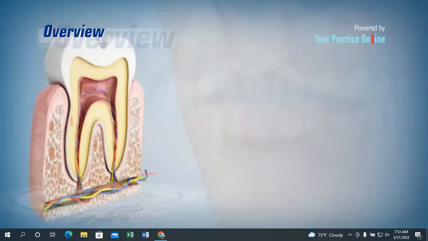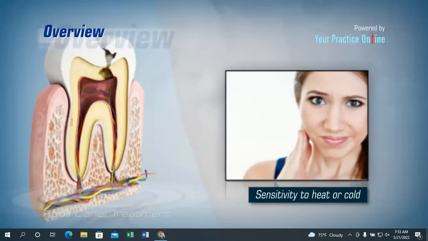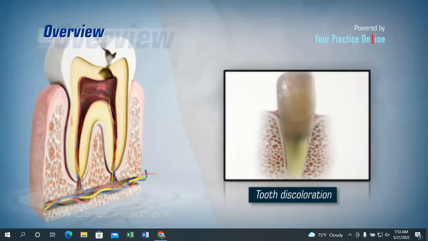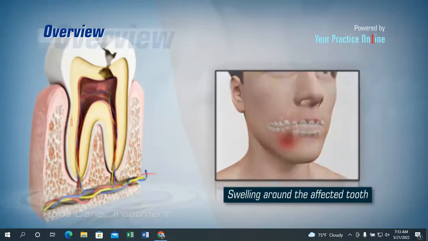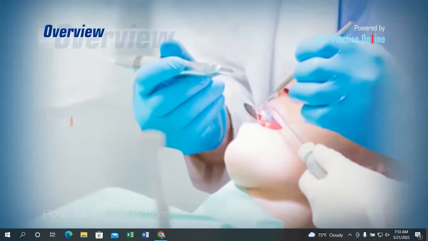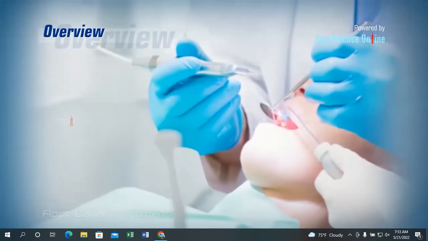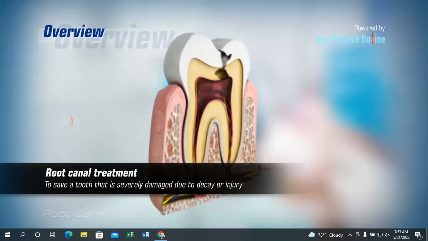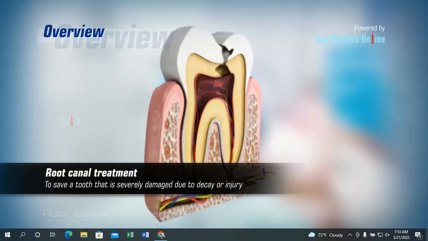When tooth decay has progressed far enough into the pulp, you may have severe toothache, sensitivity to heat or cold, pain with biting or pressure, tooth discoloration, and swelling around the affected tooth. These symptoms may indicate the need for a root canal treatment, where the pulp of a tooth is treated in an effort to maintain a healthy tooth. The aim of root canal treatment is to save a tooth that is severely damaged due to decay or injury.